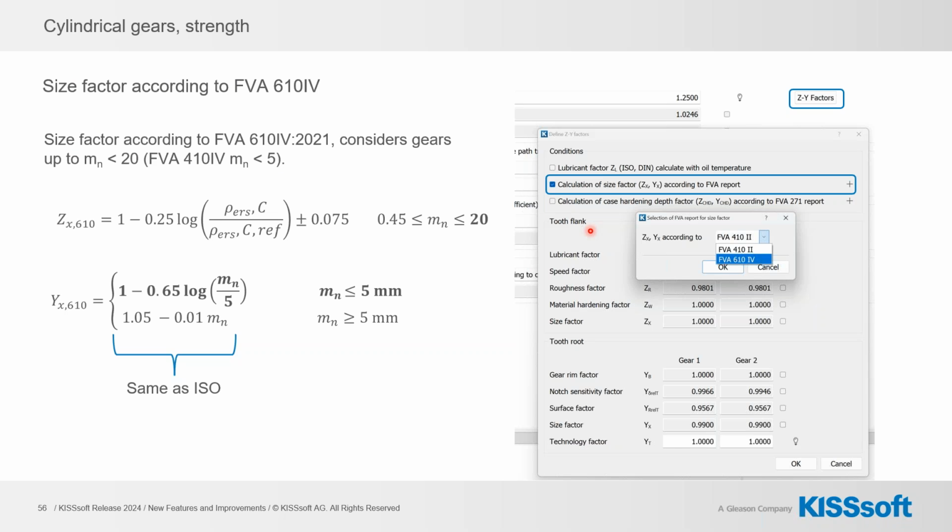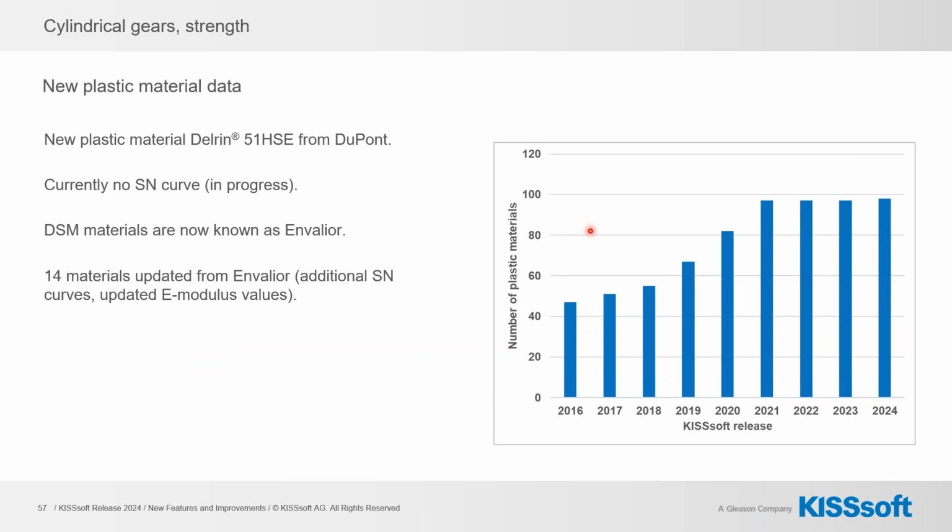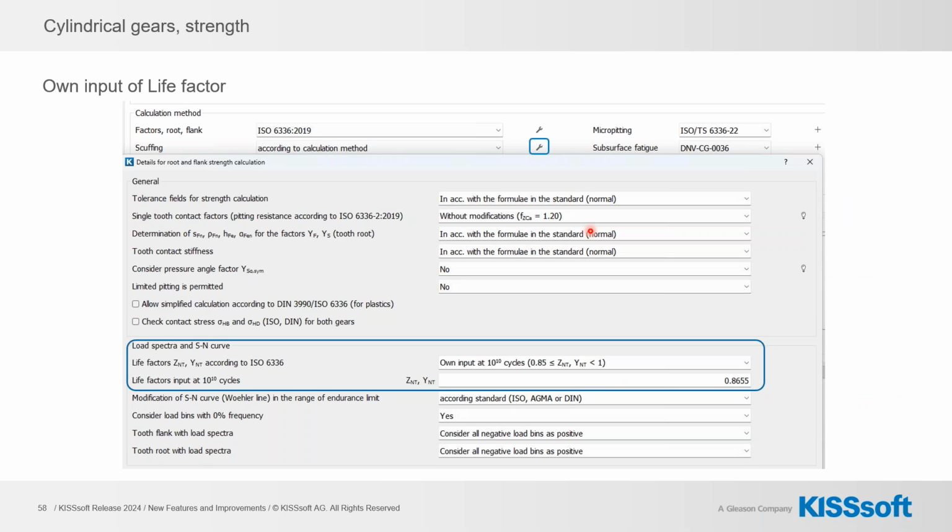Besides that factor, we also updated other calculations just to provide you the most current calculation algorithms possible. Also, plastic material data are updated, and an own input for the life factor is now possible as well.